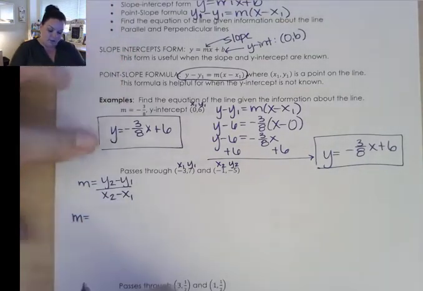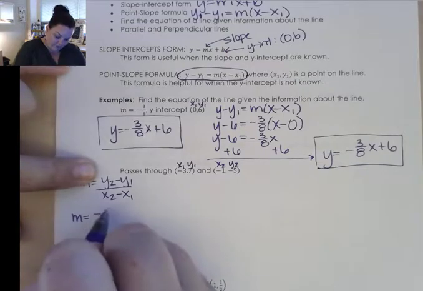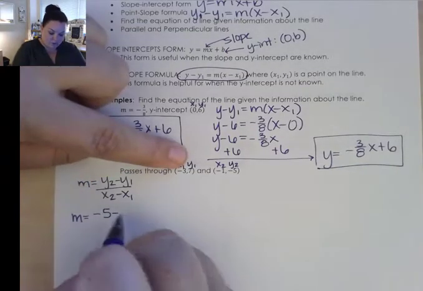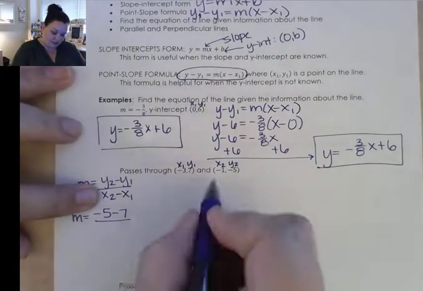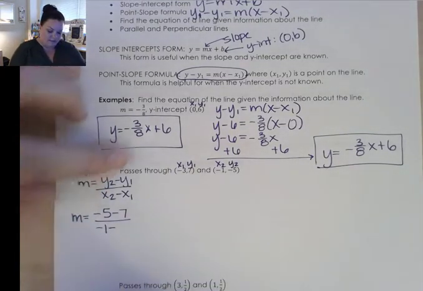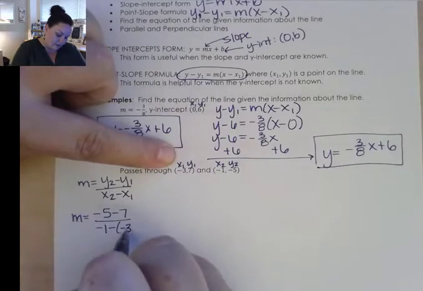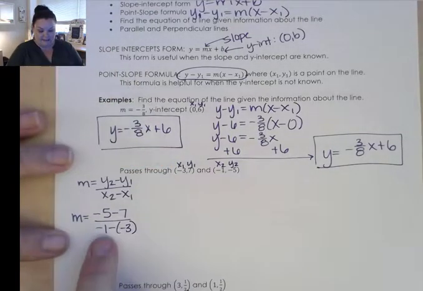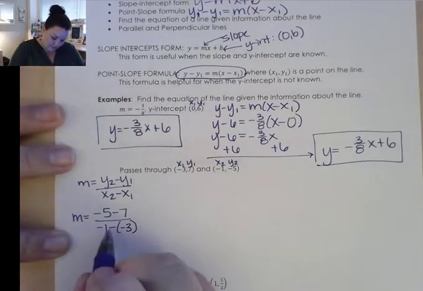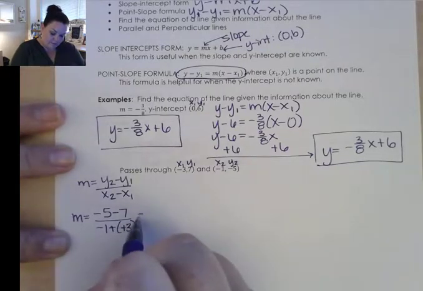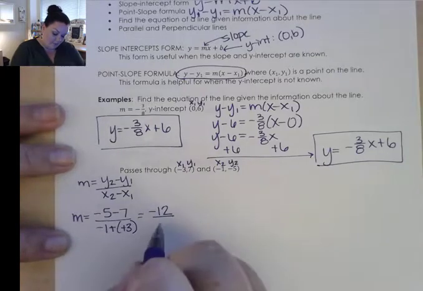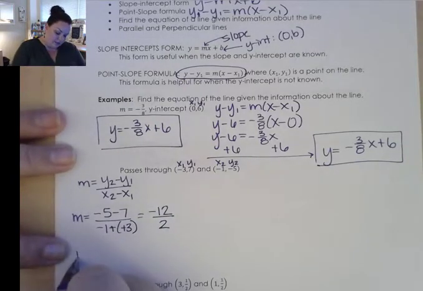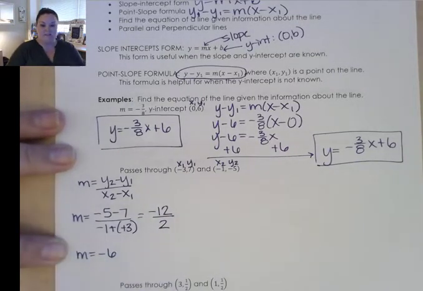So slope is equal to our second y, which is negative 5, minus our first y, which is 7, all over our second x, which here is negative 1, minus my first x, which is negative 3. When we subtract a negative, those double negatives become positive. So this becomes negative 12 over what? Negative 1 plus 3 gives me a positive 2. So that lets me know that my slope is negative 6.